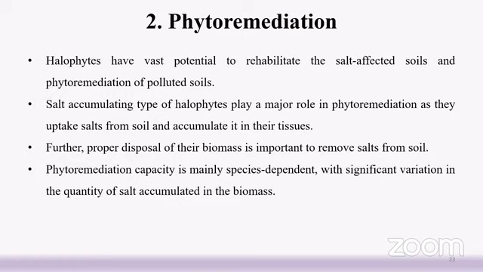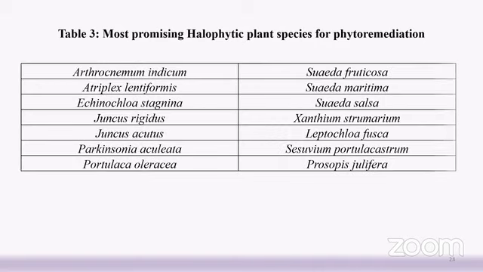But we have to dispose of these plants very carefully, very properly, because if we grow that plant in one area and dump it in another area, the salt will move from one place to another place. So proper disposal of these crops is very important in this case. Here are the most promising halophytic plant species for phytoremediation, and you can see the list of Juncus species, Atriplex, Suaeda species, Xanthium species, Prosopis species we can use for phytoremediation.